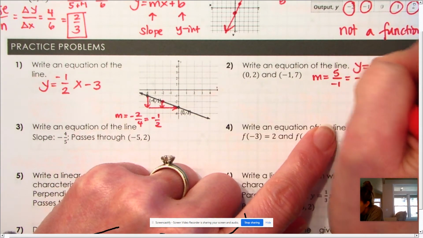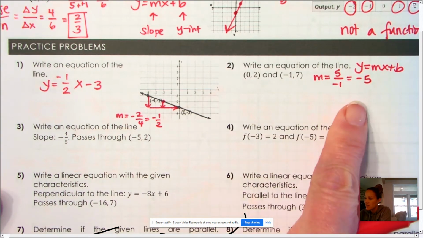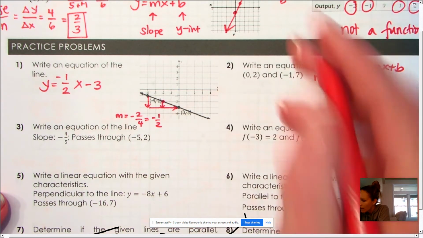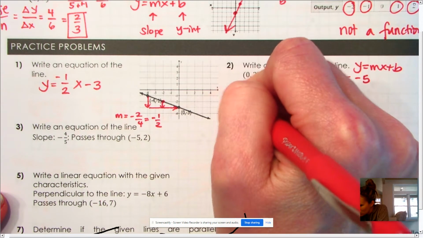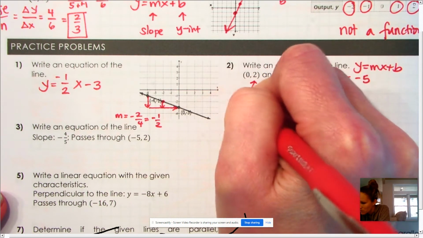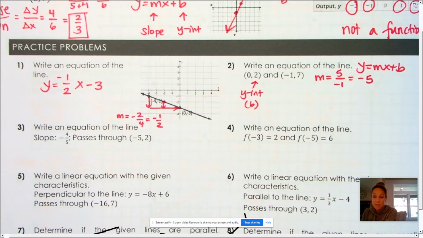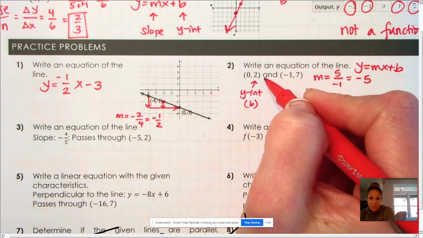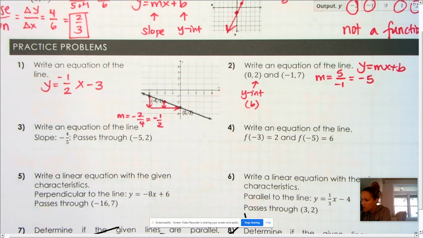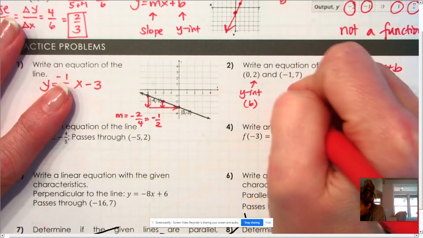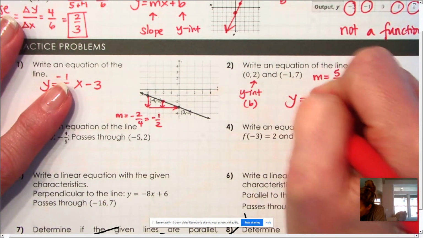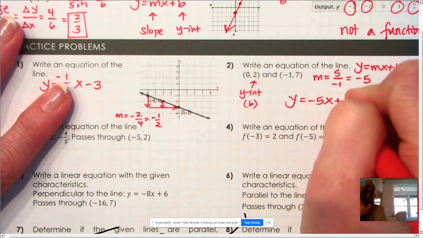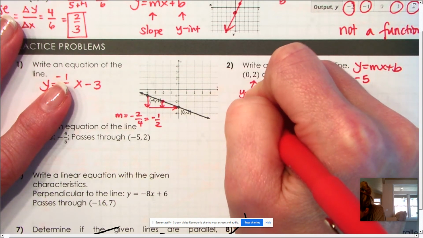So m equals -5. And here's the other thing. Anytime they tell us when x equals 0, that value right there is the y-intercept, which is b. That number is where it crosses the y-axis. So I don't even have to do any more work. I can just write y equals mx plus b. B was 2. Sorry, that's a b, not a 6.